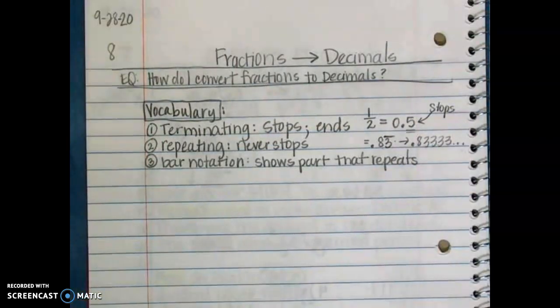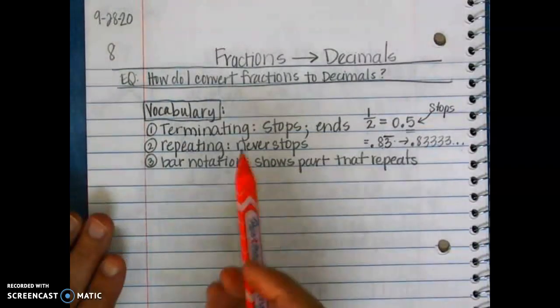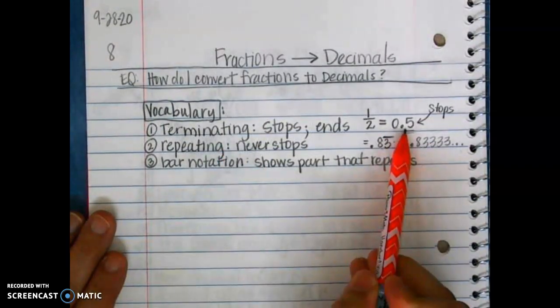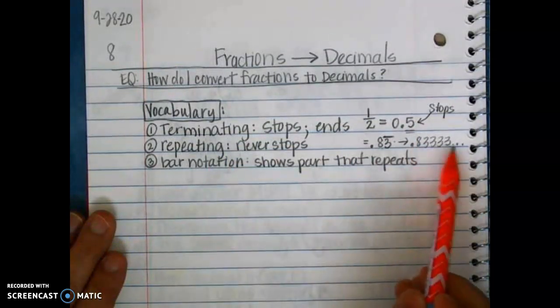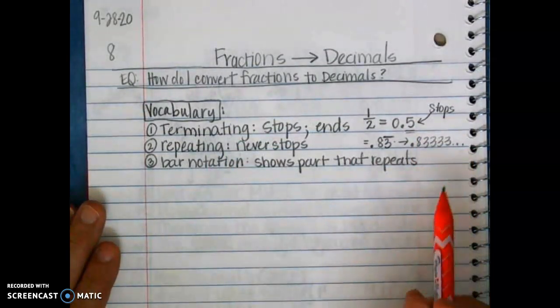So in today's lesson, we are supposed to learn about 2 types of decimals that you convert from the fraction. One is terminating, meaning it stops. And one is repeating, meaning it never stops, okay?